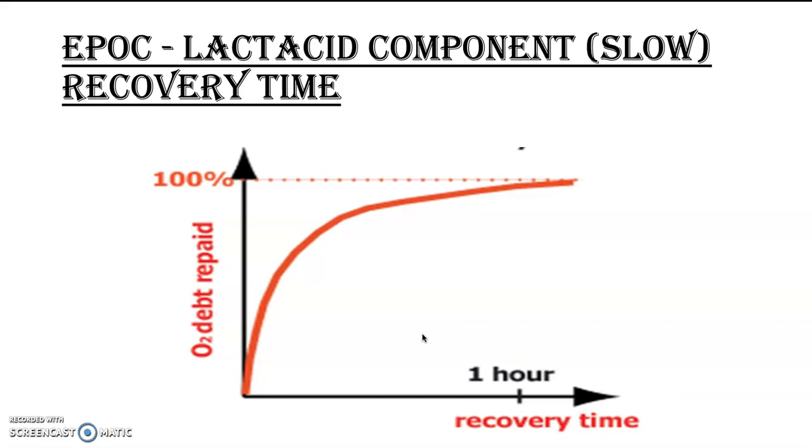Around 15 to 20 times the resting value of lactic acid is produced during exercise, and they are removed in the following ways. 65% of the lactic acid is converted into pyruvate, and this can then enter the Krebs cycle and is a fuel in order to produce ATP, where it's converted to CO2 and H2O.